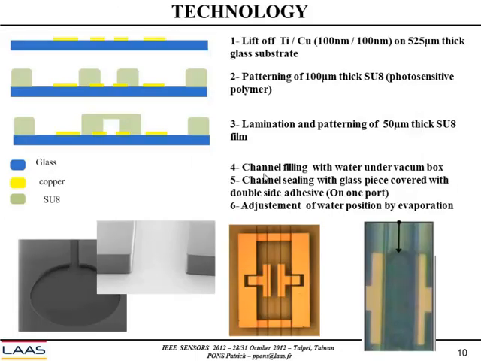The technology is very simple. We start here with the glass. We fabricate the capacitor with titanium and copper. Then we pattern a 100 micron thick polymer, which is a photosensitive polymer. Then we laminate a 50 micron thick SU-8 film to form the channels. Then the channel is filled with water in a vacuum box. Then we seal one port of the channel with a glass piece which is covered with a double-sided adhesive, and then we adjust the water position only by evaporation.